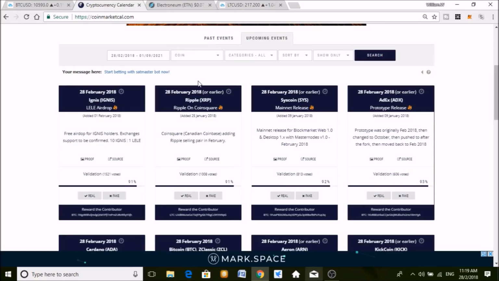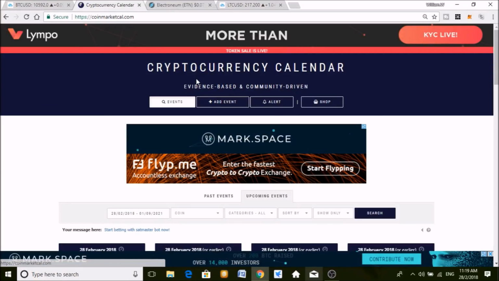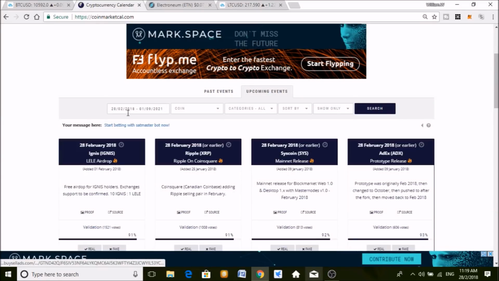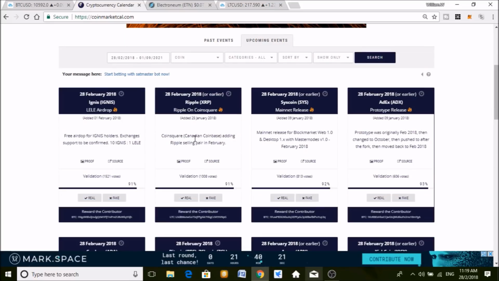So how do we use this tool or this website? Well, for me personally, I'm looking for big events, and this will be like a mainnet launch or testnet launch, or a coin that's releasing a prototype product or working product. I'll also be looking for a coin to be listed on a major exchange, right? These are the big ones, the big events, okay?